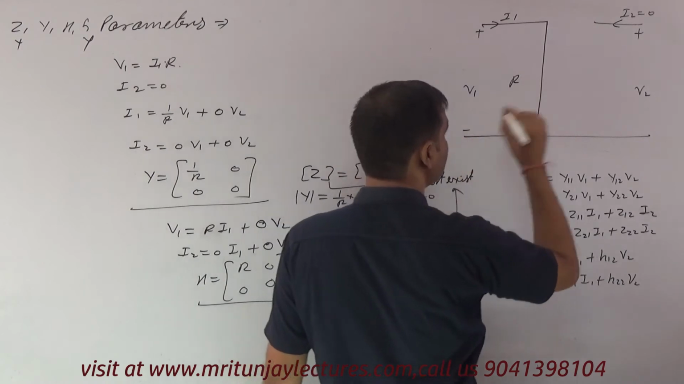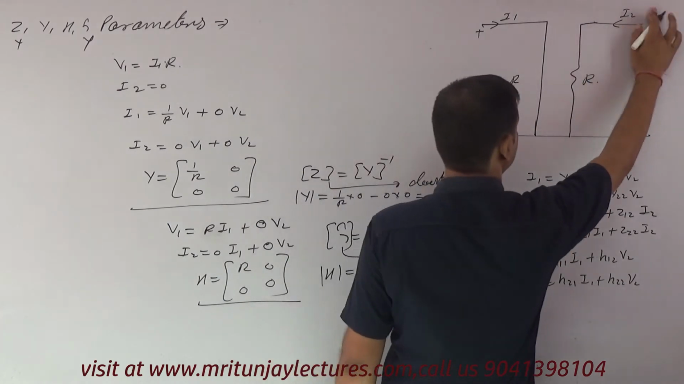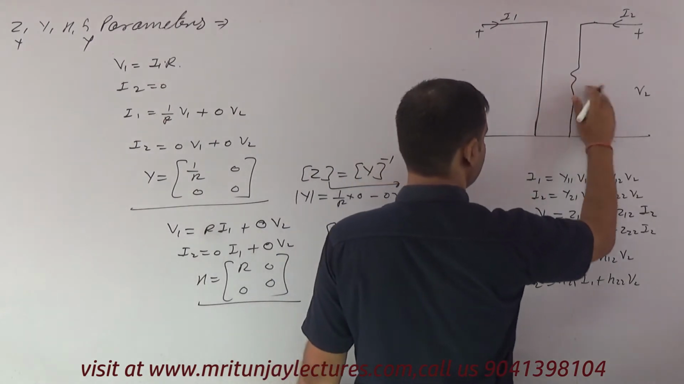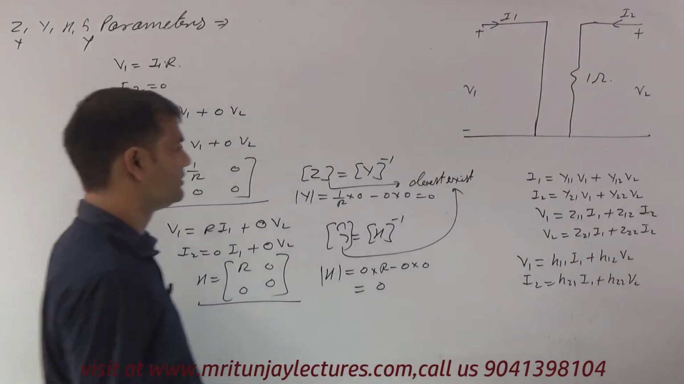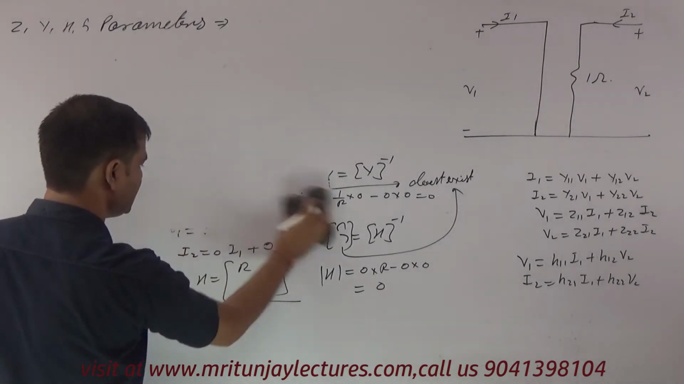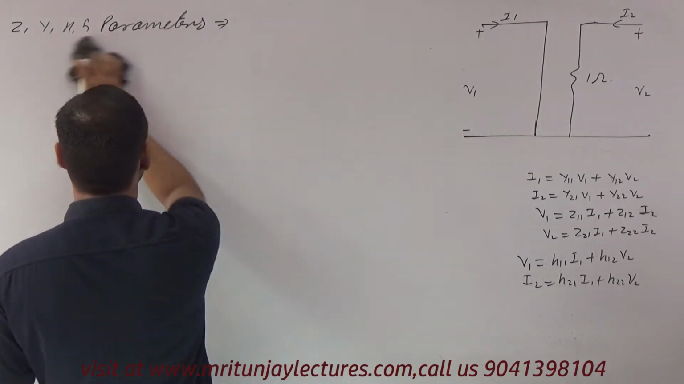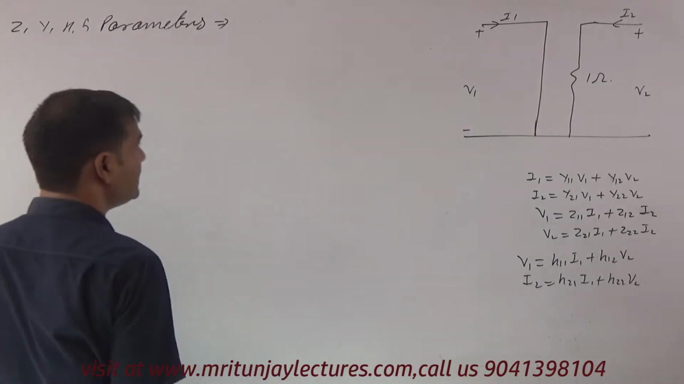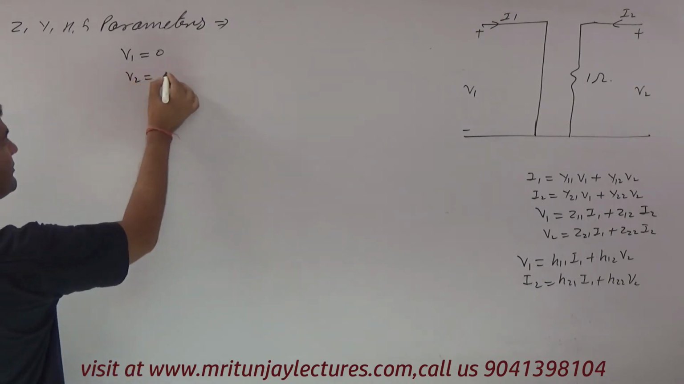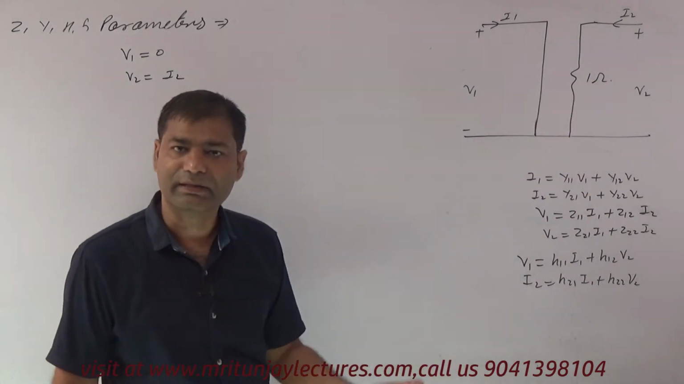Now we take another problem. If this one is here and that is R corresponding to this one, and if you take 1 ohm, suppose that is 1 ohm. Now our next target is the same: how can we determine these values? V1 is very clear, 0. And what about V2? V2 is equal to 1 into I2, that is I2, very clear.